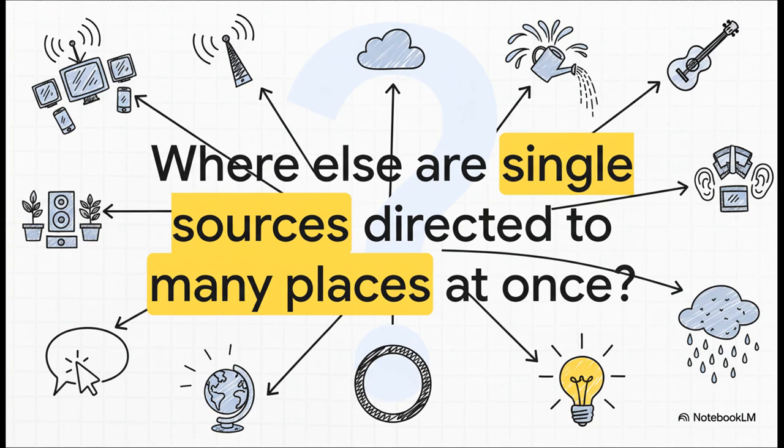And I'll leave you with one final thought to chew on. This whole concept of one-to-many is absolutely everywhere, not just in electronics. Where else in your daily life do you see a single source of something being directed to many different places at once?